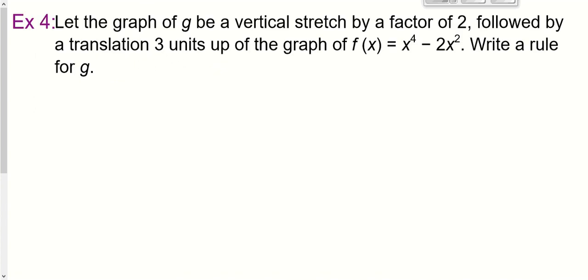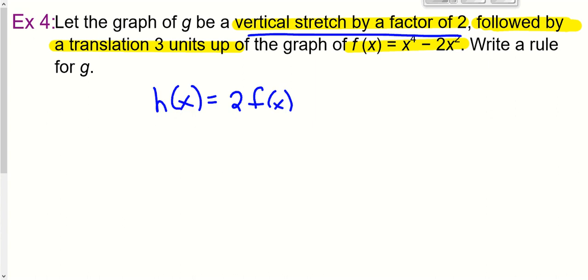Okay. Example 4. Let the graph of g be a vertical stretch by a factor of 2, followed by a translation 3 units up. So we have a vertical stretch by a factor of 2, followed by a translation 3 units up from this graph. Write a rule. So if I'm writing a rule for g, I've got to start with h because I have a followed by. So h of x is going to equal the first thing, a vertical stretch by a factor of 2. So I have 2 times my f of x.